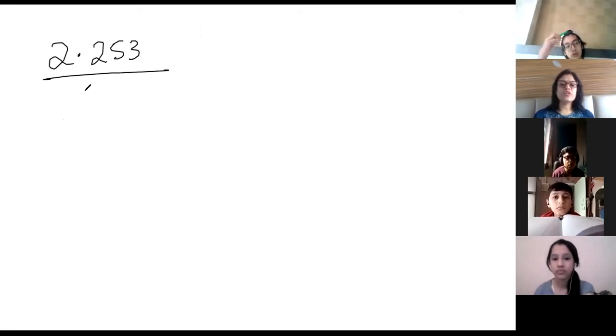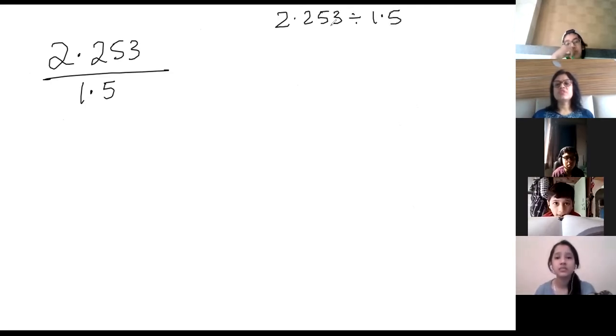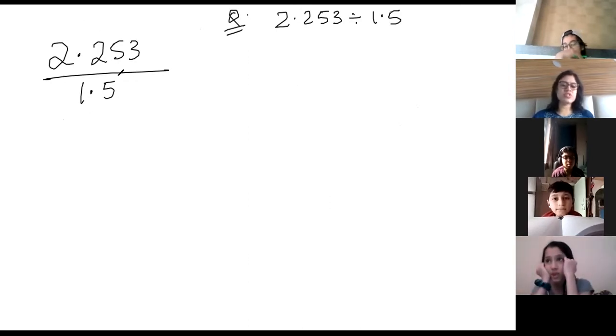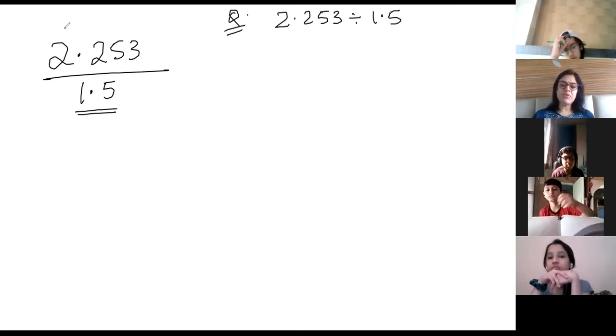Suppose my question is 2.253 divided by 1.5. The question will be written like this, so you will write it in this form first. When you write in this form, you first check the denominator. How many digits are there after the decimal? Because I need to convert it into a whole number. I cannot have a decimal divisor. Dividend can be in decimal, but divisor cannot be in decimal.